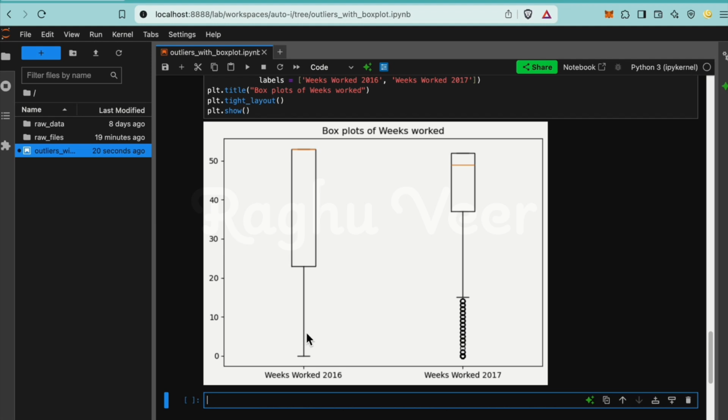Now the whiskers, or the outlier threshold minimum value, is close to 0 weeks. That means a few people are working very little. Here the whisker is around 15 weeks, the lower bound, and there are many people who are beyond this point. That means there are many outliers in the data. When we compare the weeks worked in 2016 and 2017, we could see 2016 has a wide spread of data compared to 2017, but 2017 has many outliers.